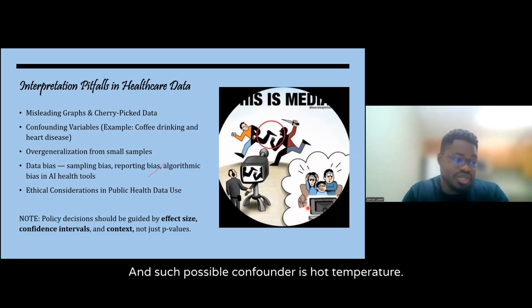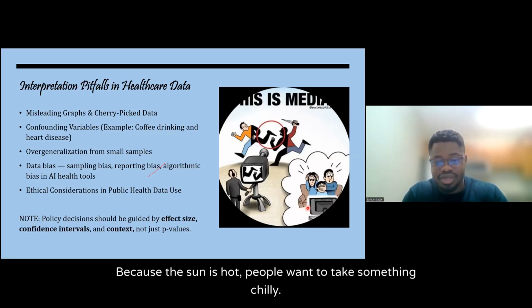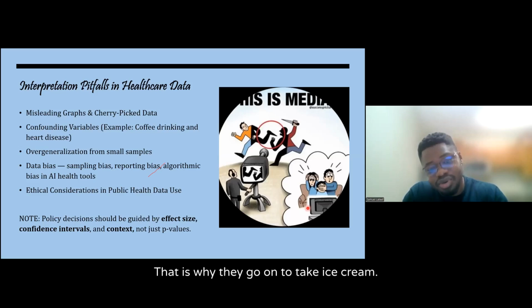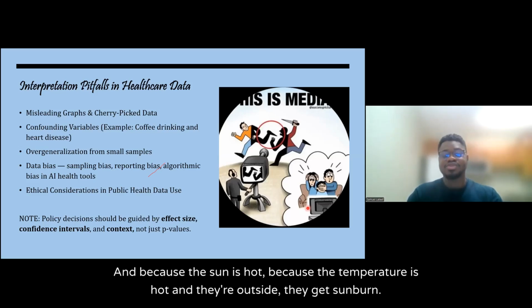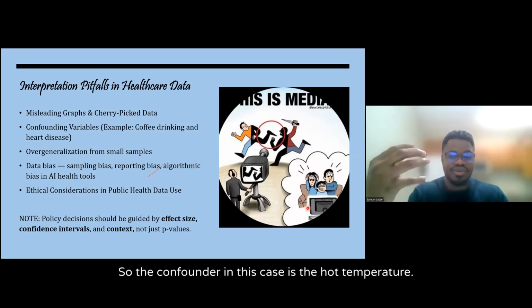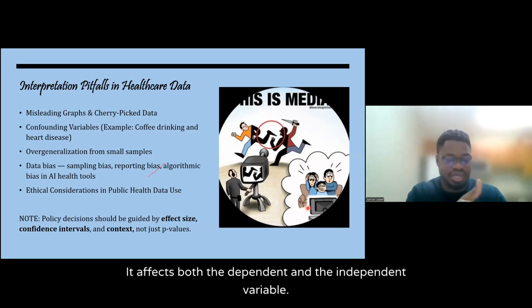In your research, you should know that there could be possible confounders, and such a possible confounder is hot temperature. Because the sun is hot, people want to take something chilly. That is why they go on to take ice cream. And because the temperature is hot and they're outside, they get sunburn, right? So the confounder in this case is the hot temperature. It affects both the dependent and the independent variable.